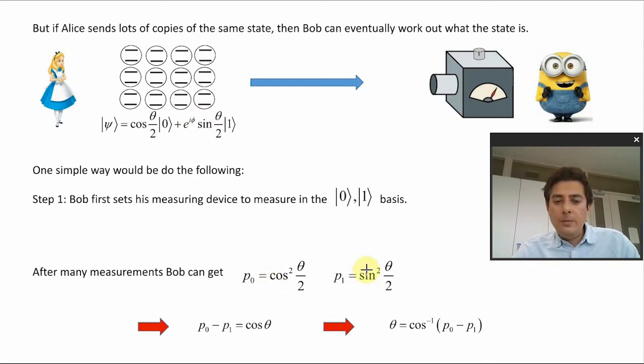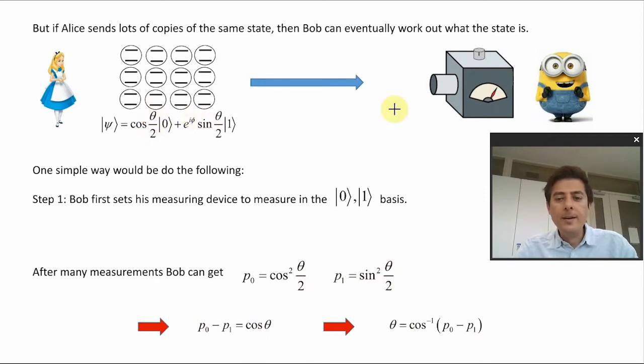Our task here is to work out what theta is. If we've got all these results, we might as well use all of them. So for example, if we just subtract these two, then it becomes cosine squared minus sine squared, and we know that that's cosine of 2 theta, or in this case, just cosine of theta because we've got theta over 2. Now just rearrange this equation. So theta is going to be inverse cos of P0 minus P1. Just from those probabilities, we can work out what theta is.